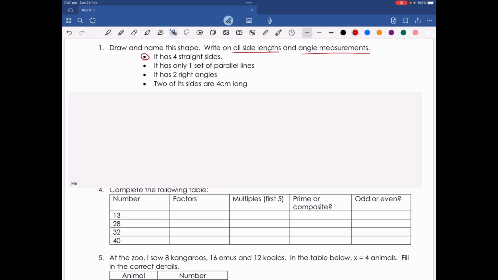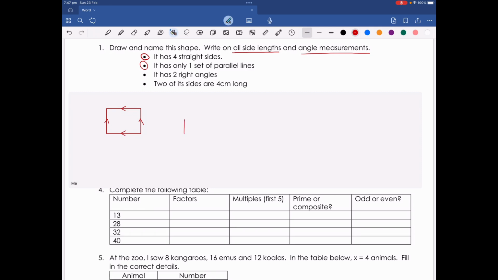So, if I do a shape like that, there we go. That is a potential winner for our first one. So it has 4 straight sides. Let's look at our second clue. It has only one set of parallel lines. Well, the issue with this one is it has 2 sets. There's one there and another set of parallel lines just there. So it can only have one set of parallel lines.